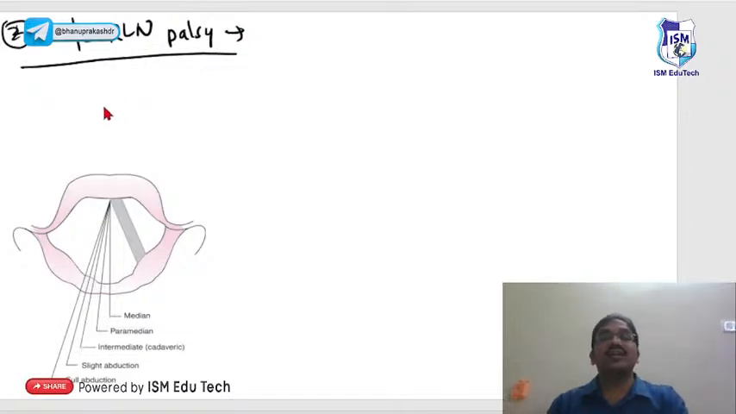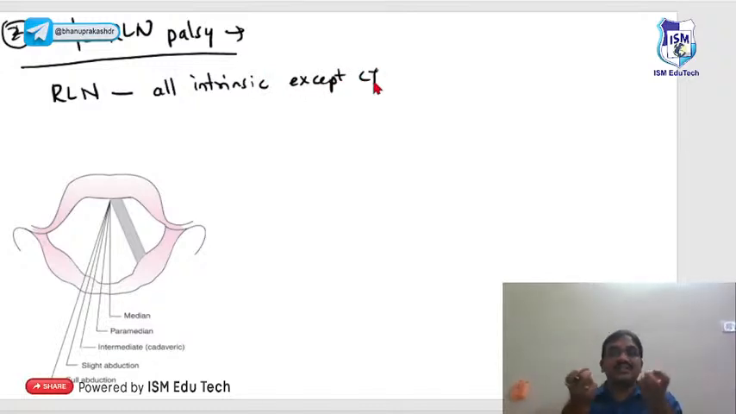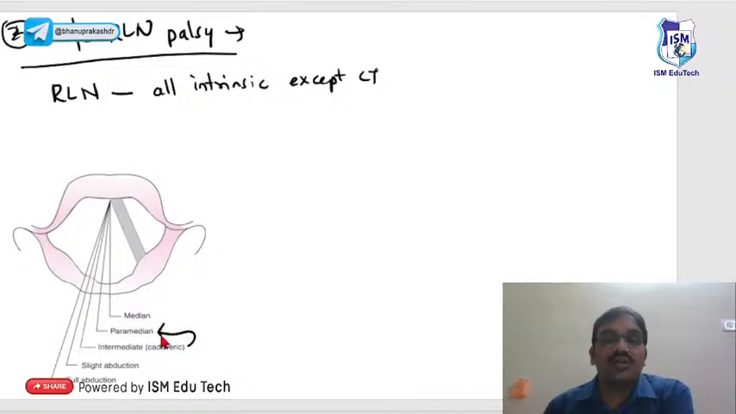Here only the RLN is paralyzed but not the SLN. So just think, if only the RLN is paralyzed, one side all intrinsic muscles are paralyzed except the cricothyroid. The cricothyroid is a tensor that pulls the vocal cords together, right? So the difference between this condition and the previous one is that here the cricothyroid is intact, and it pulls the vocal cord a bit nearer towards the midline. So the paralyzed vocal cord will lie in a paramedian position.